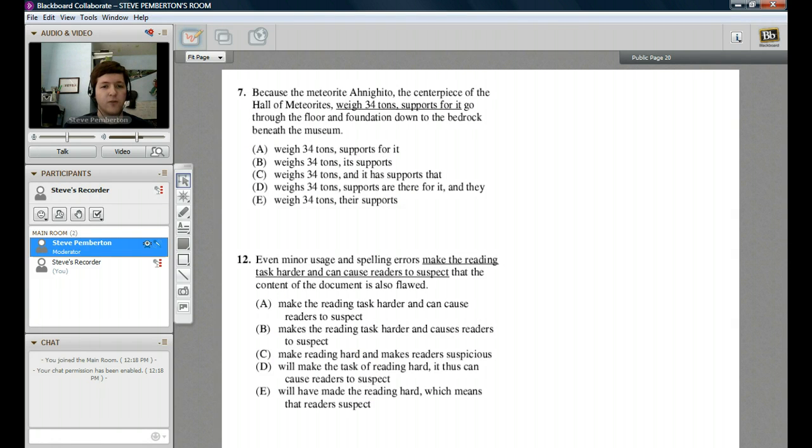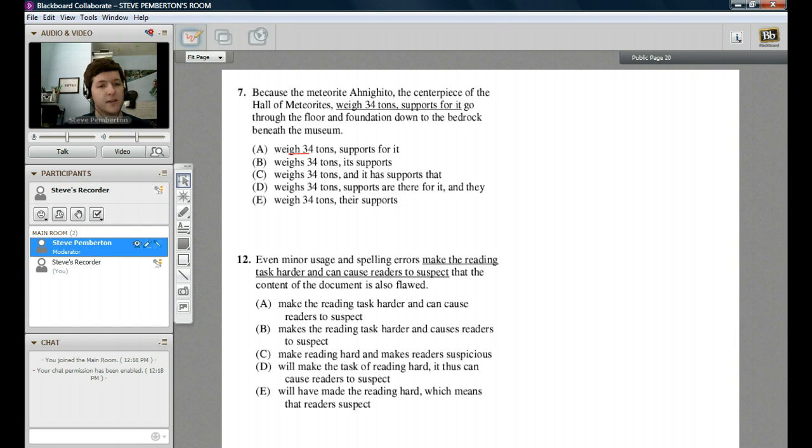Okay, a couple more. "Because the meteorite Agonito, the centerpiece of the Hall of Meteorites, weigh 34 tons, support for it goes through the floor and foundation down to the bedrock beneath the museum." Okay, well, we see in the answer choices an immediate change between the word "weigh" and "weighs." So focusing on that can help us figure out what the proper answer should be. "Weigh" and "weighs" are both verbs, so let's find the subject of the sentence to decide which verb is the right one. So what's the thing weighing 34 tons? What's the thing performing that action, just being heavy? Well, it's that particular meteorite, Agonito.